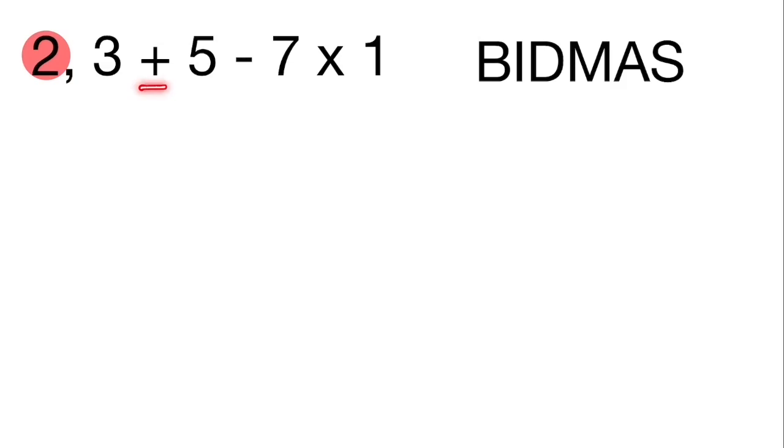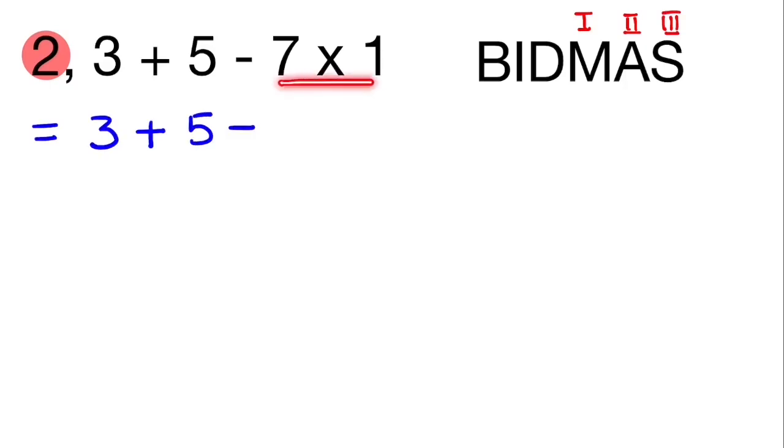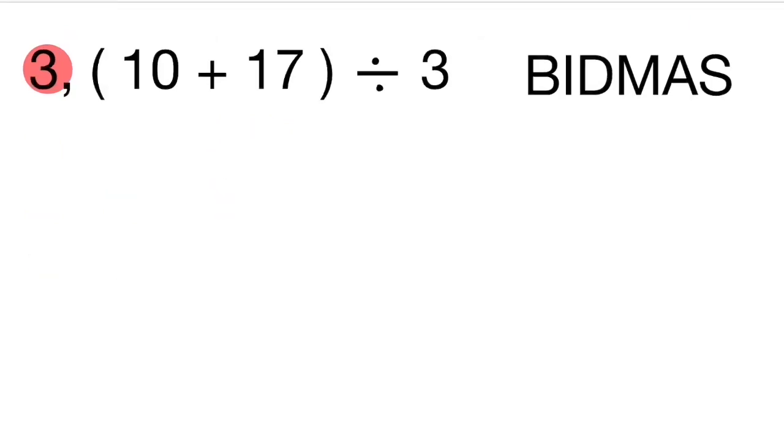Question number 2. 3 plus 5 minus 7 multiplied by 1. The operations involved in this problem are addition, subtraction and multiplication. By the BITMAS rule, we should perform multiplication first, then addition and finally subtraction. 7 into 1 is 7. 3 plus 5 is 8. 8 minus 7 is 1.